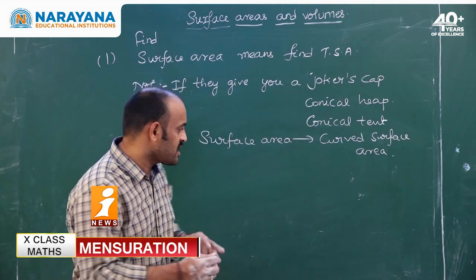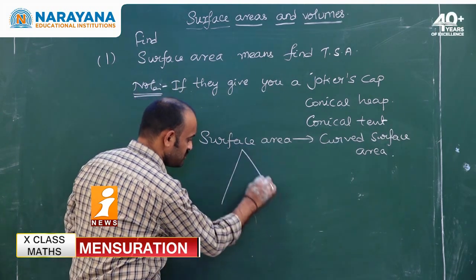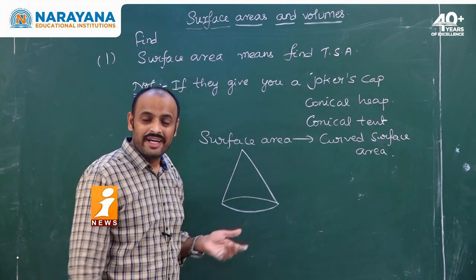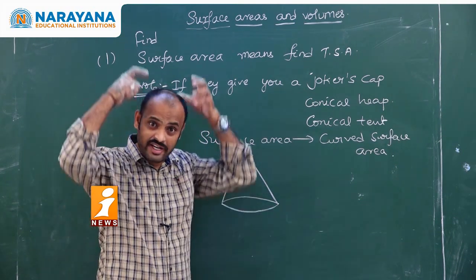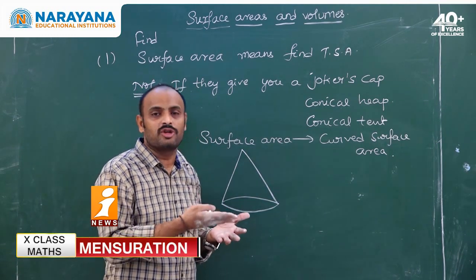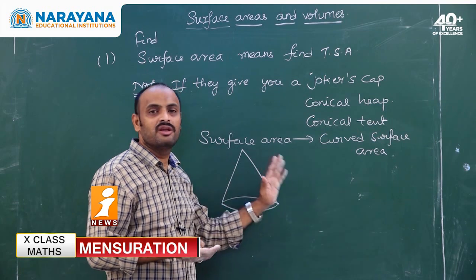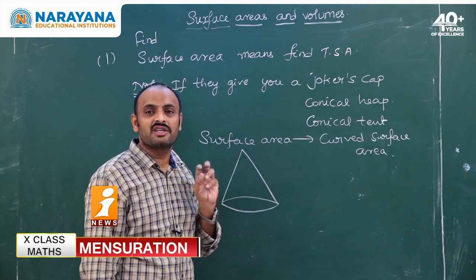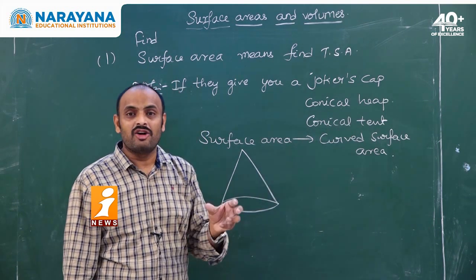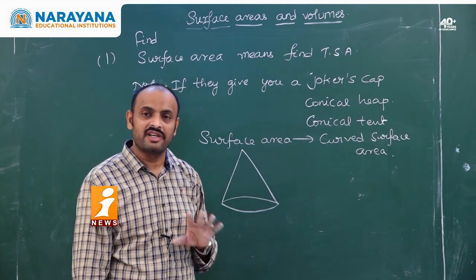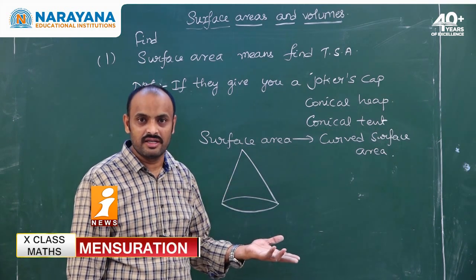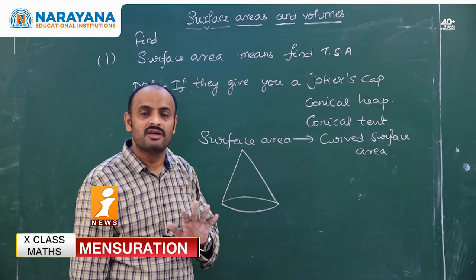So if you see joker's cap, it is open at the bottom, then only we can wear it. When it is open at the bottom, there is no surface at the bottom, then only one surface is there, which is nothing but curved surface area. Or otherwise conical tent, tent cannot be closed at the bottom, so even tent is open at the bottom, then only we can live inside the tent, it cannot be closed at the bottom.